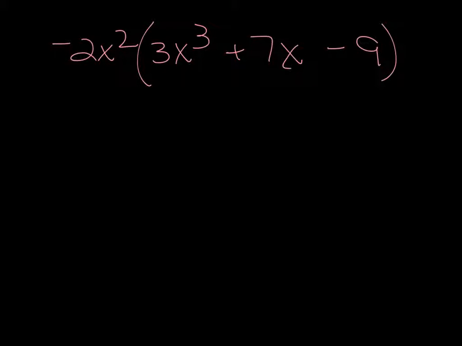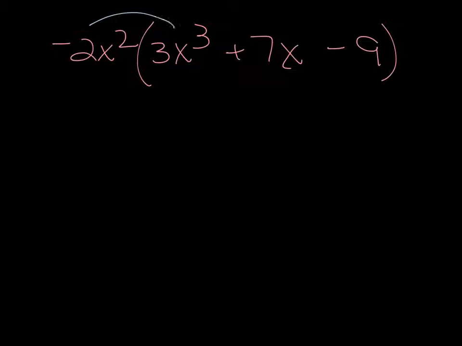Problem number 2. Negative 2x squared times 3x cubed plus 7x minus 9. Pause the video and try it by yourself first, and then we will go over it together. Alright, so here's what you should have done.